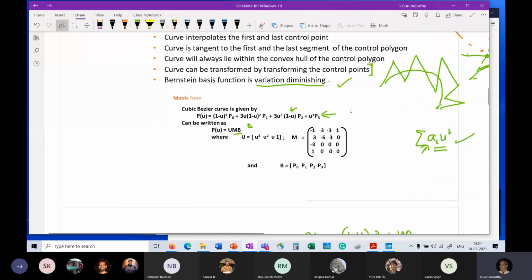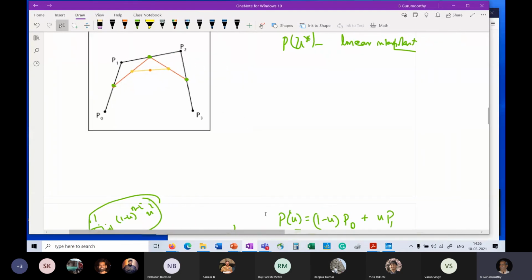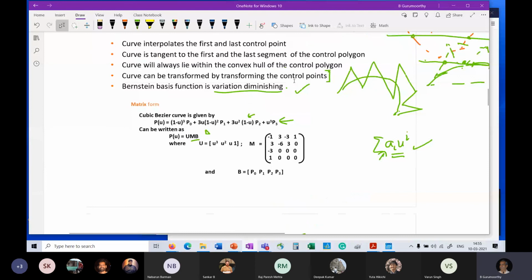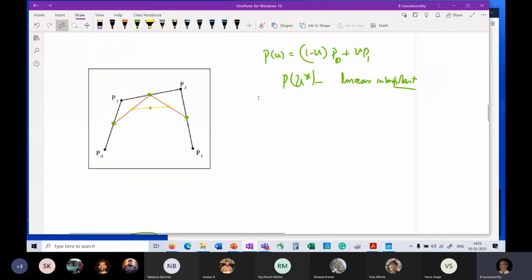Okay. Quickly, the last property that I glossed over, I'll take the space here and tell you what that means. Remember, we said the property was that the curve can be transformed by transforming the control points. Okay. What does it mean? So to explain that, let me take a simpler example.